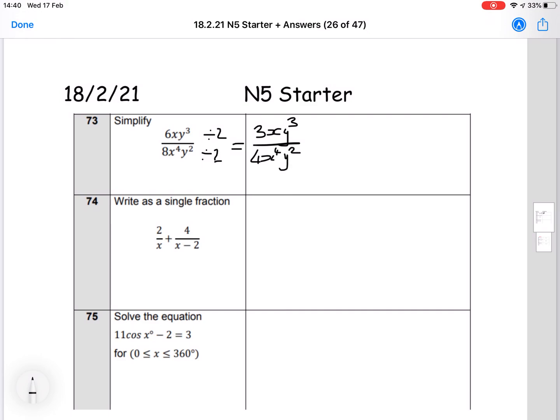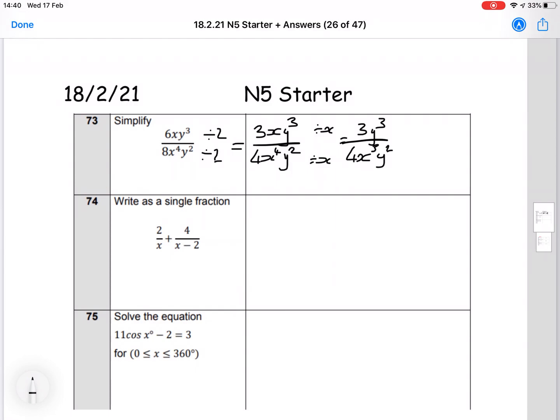Then let's look at the x terms. We have an x on the top and we have an x to the power of 4 on the bottom. So we could divide both the top and bottom by x because there's at least one x on the top and there's more than one x on the bottom. So that would give us 3y cubed on the top and 4x to the power of 3y squared on the bottom.